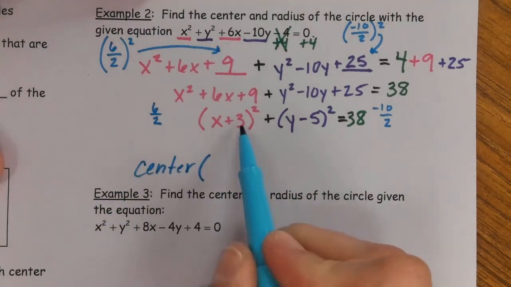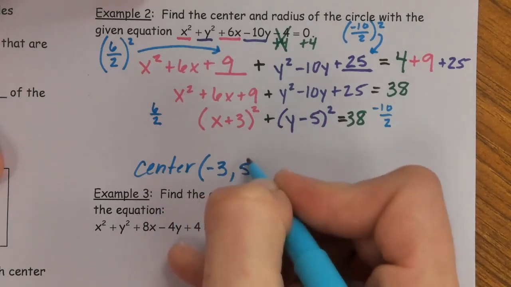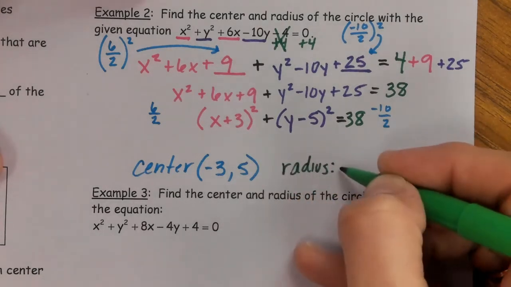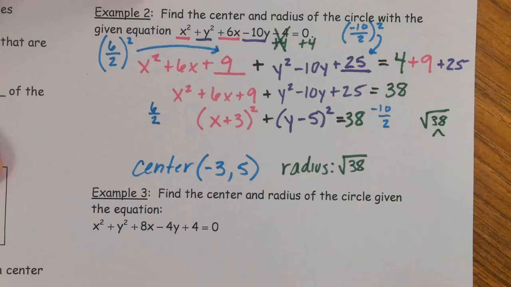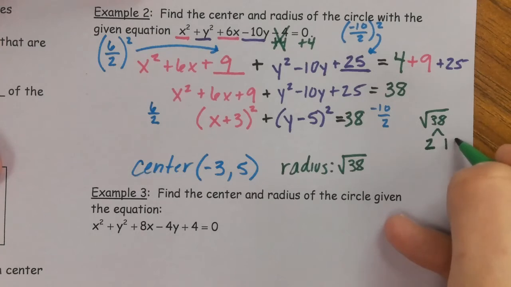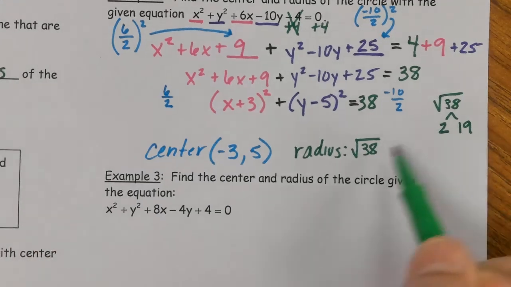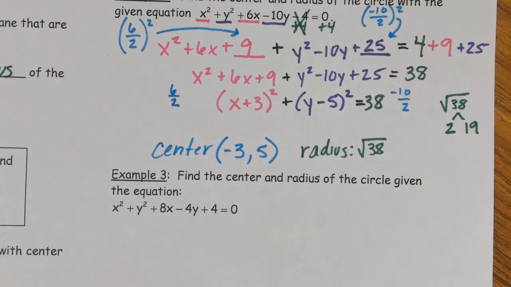Our center, switch the signs up on these. We're going to have a negative 3 on the x-coordinate and a positive 5 on the y. Our radius is going to be the square root of 38. We'll go to the side and see, what do we multiply to get to 38? Well, I know it's even, so I could divide it by 2. And that's going to end up being 2 times 19. And what we're going to notice is 2 and 19 are both prime. We can't factor anything else out. So there are no partners to go outside the radical house. So what this means is the square root of 38 is done. It's simplified. So our radius is just left with the square root of 38.